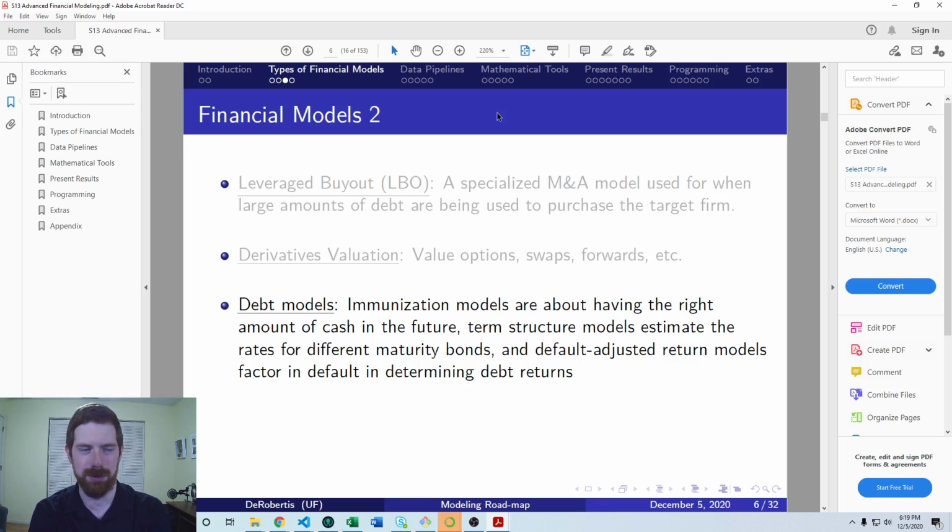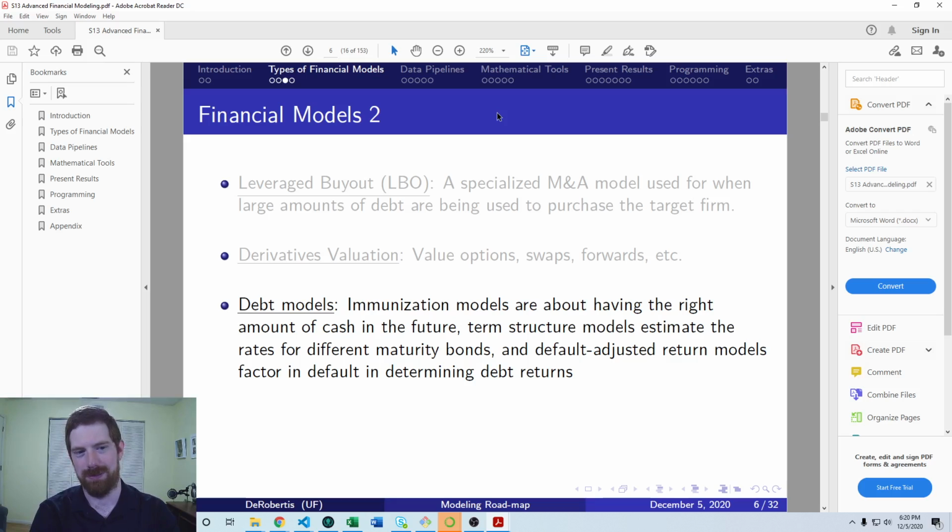Debt models, we did cover evaluating a loan from the perspective of a lender in the first course, but there are a lot of debt models that we didn't cover. One example here is immunization models, which are about saving, about having the right amount of cash at the right time in the future, such that you're going to invest in low enough risk securities in order to meet that objective. But you want to try to maximize your return while still ensuring that you're going to meet that objective.